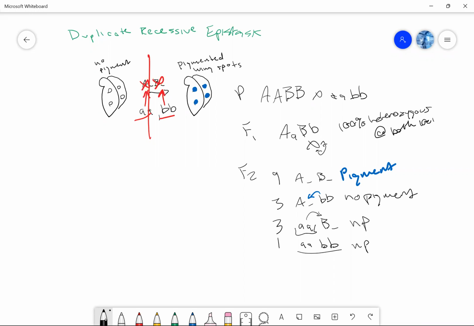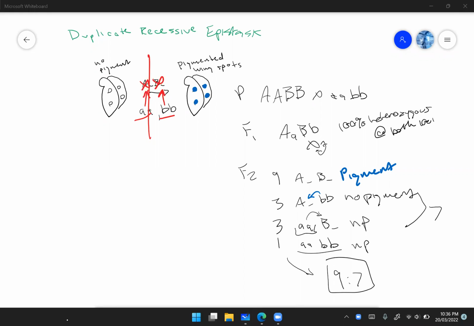So once again, we can group up similar phenotypes. We see that these 3 come together. 3 plus 3 plus 1 is 7. And so our 9 to 3 to 3 to 1 becomes 9 to 7 in the face of duplicate recessive epistasis.